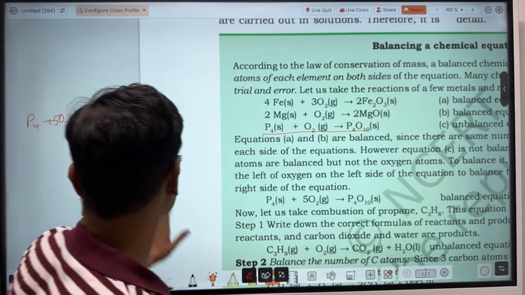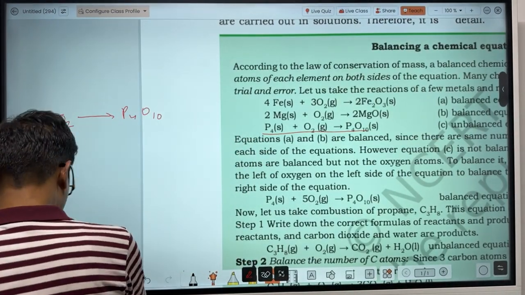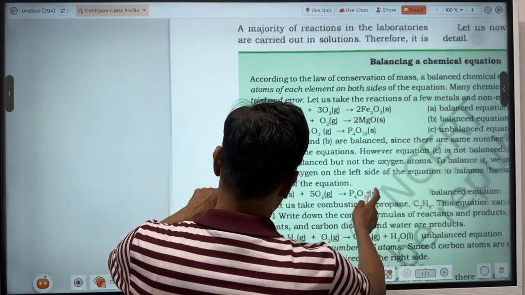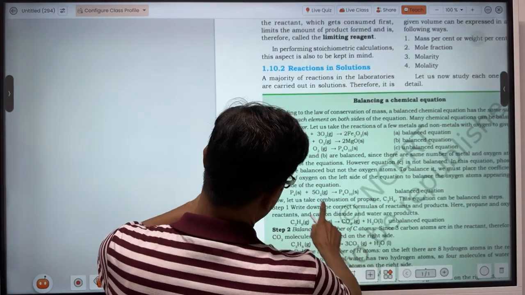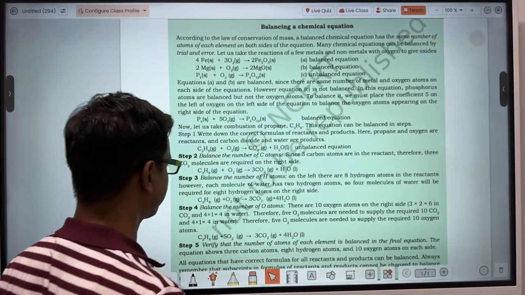So let's see here. This equation is already balanced. Then there is another question, this one. This has been balanced. Then the NCERT book has given this.